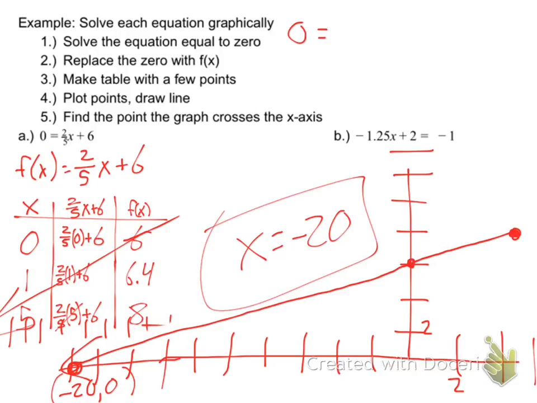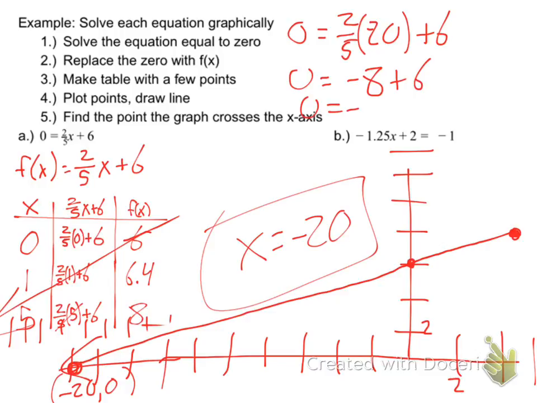0 should equal 2/5 times negative 20 plus 6. What's negative 20 divided by 5? Negative 4 times 2? Negative 8 plus 6, and that equals negative 2. Is it correct? No, it's not correct. So negative 20 is not correct.